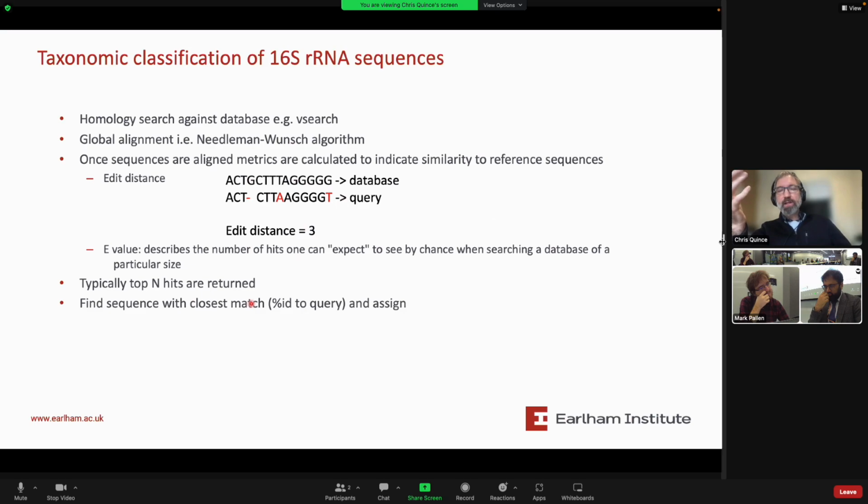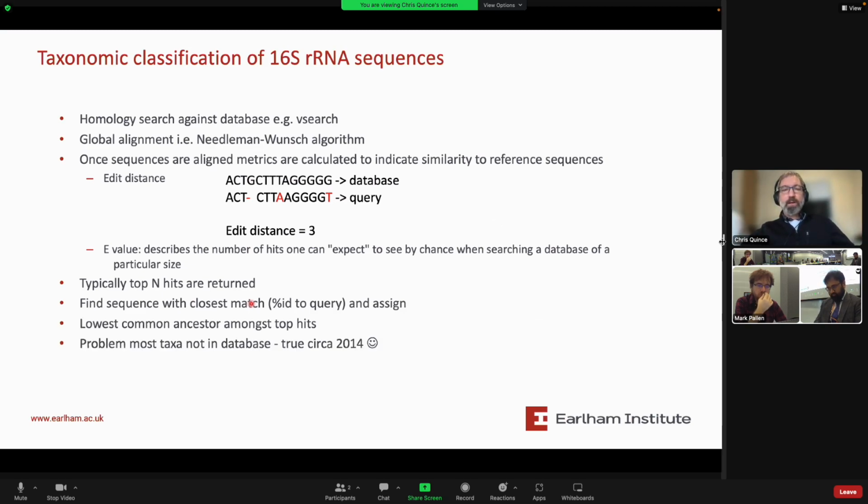You set 95% identity and take all the hits that match that, and then perform something called a lowest common ancestor on those hits. So you basically move up your taxonomy until you have a consensus agreement on the assignment. If you disagreed at the species level, you wouldn't assign at the species level, but if all the hits came from the same genus, you would assign at the genus level.